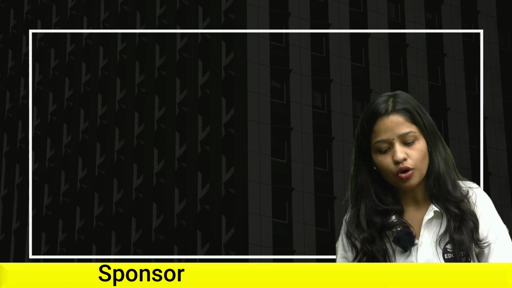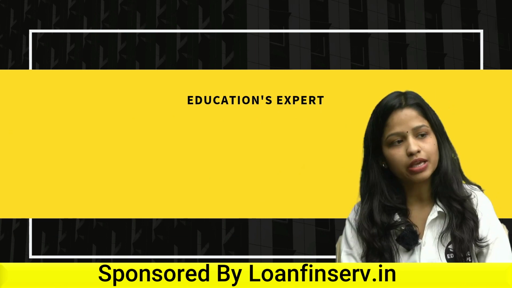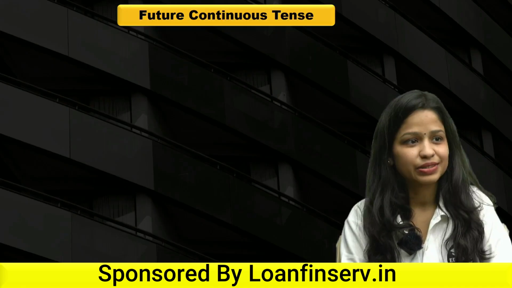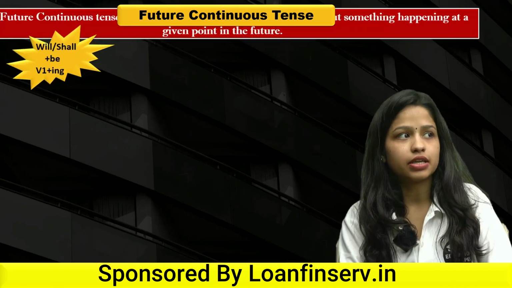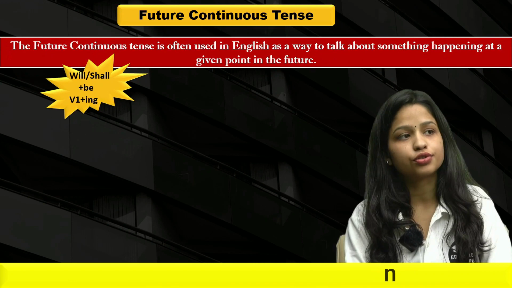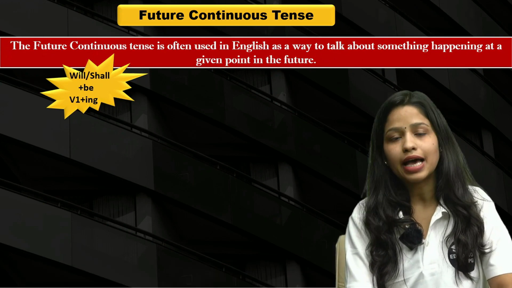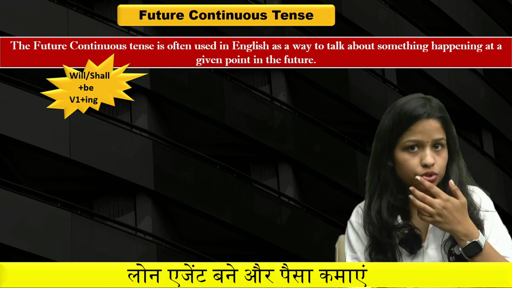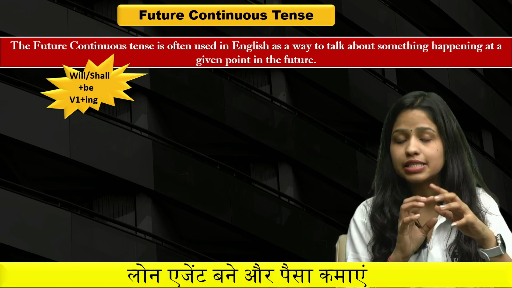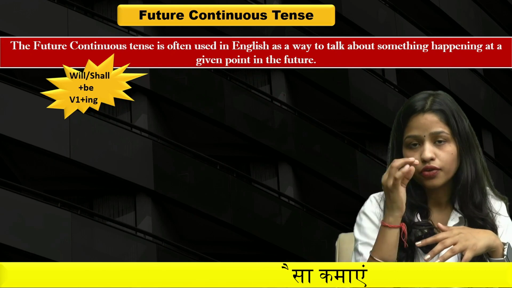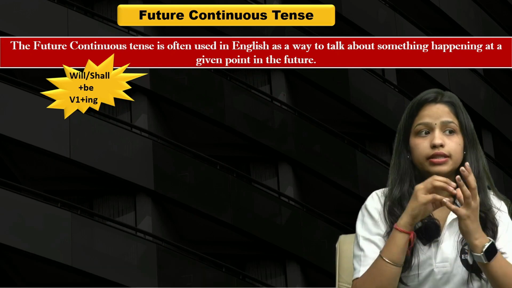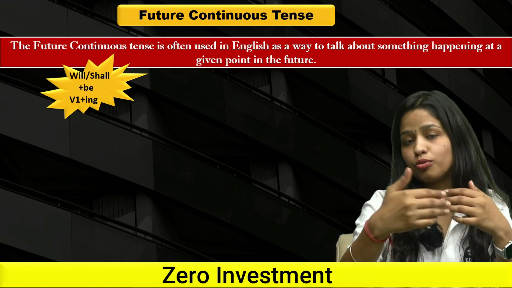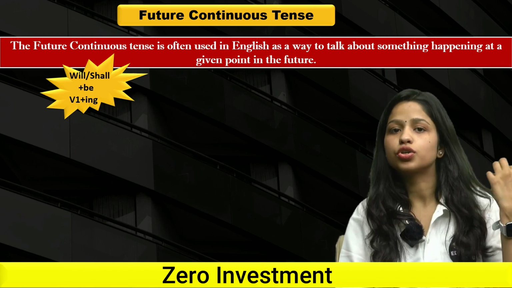And I welcome you all to the next part of my tenses series, which is based on the future continuous tense. So let's get started. Let's start with its definition first. The future continuous is often used in English as a way to talk about something happening at a given point in the future, right? So if we have decided that something is going to be done in the future, and we also know that there is a specific, given time in the future at which it will happen, then we can use the future continuous tense.